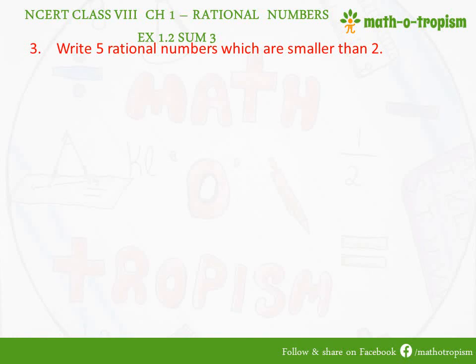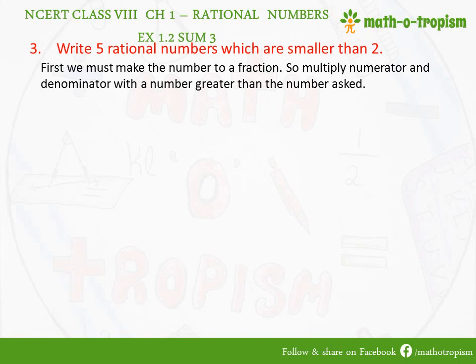Rational numbers which are smaller than 2. So first of all, since they are asking for rational numbers and we have been given an integer 2, I will be converting it into a rational number with a numerator and a denominator. We know that 2 can be written as 2 by 1, and we want numbers, so I will multiply the numerator and denominator with a number greater than the number asked.